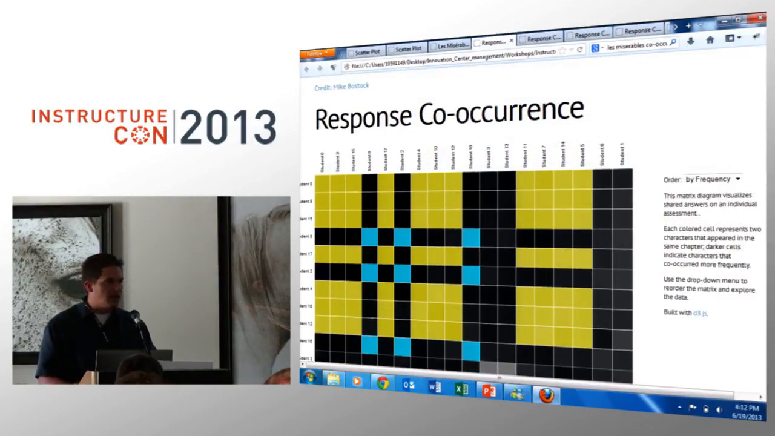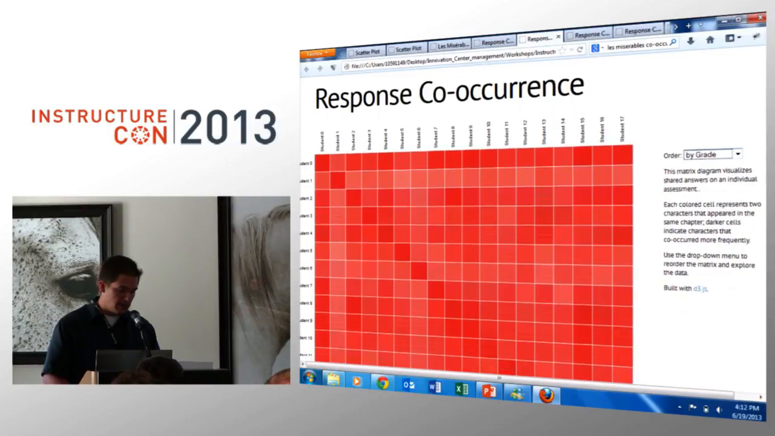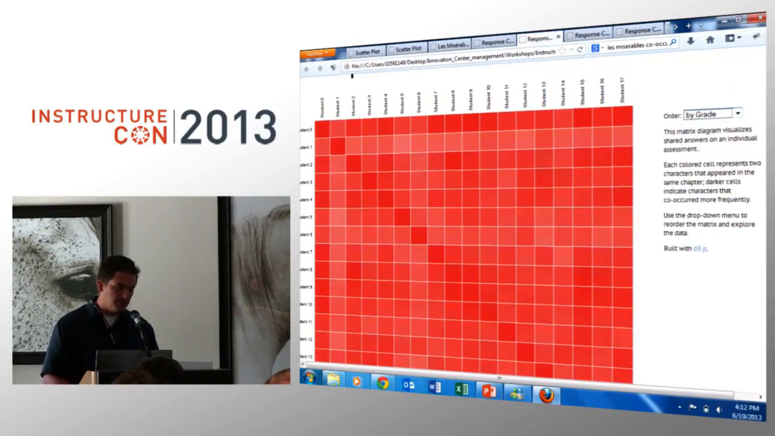I found it somewhat challenging to look at both color and the intensity of the color when looking at this visualization. You can kind of look at it, and there's a lot to wrap around. So let's take a look without the grade data being taken into account.